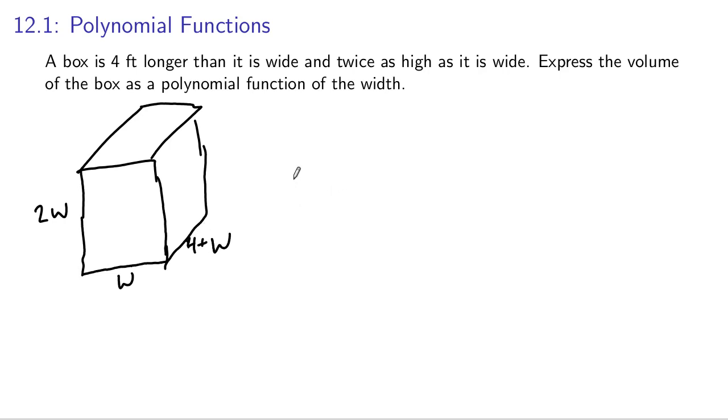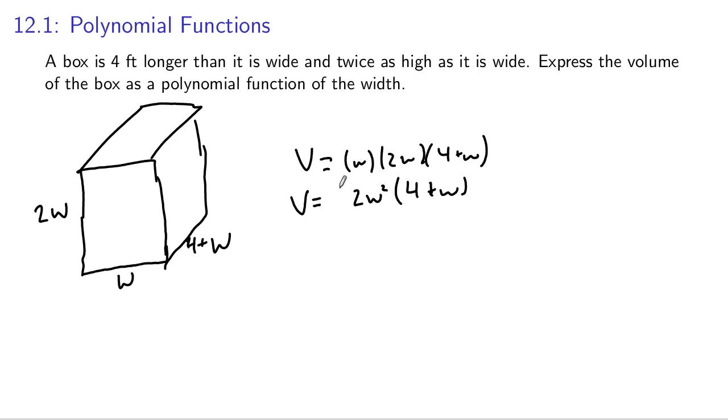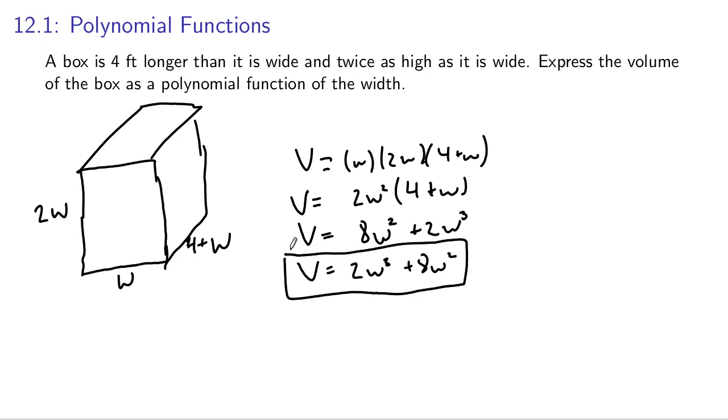So we can now write the volume as the width times the double width times 4 plus the width. And to show it's a polynomial, let's distribute this all out. We'd have 2w squared, 4 plus w. Distributing, we get 2 times 4 is 8, 8w squared plus 2w cubed. And we could reorder this to the higher powers first of the polynomial, which is convenient: 2w cubed plus 8w squared.